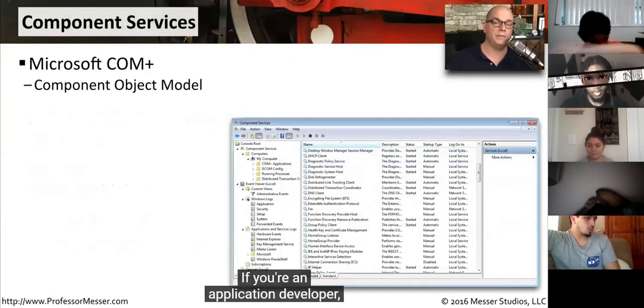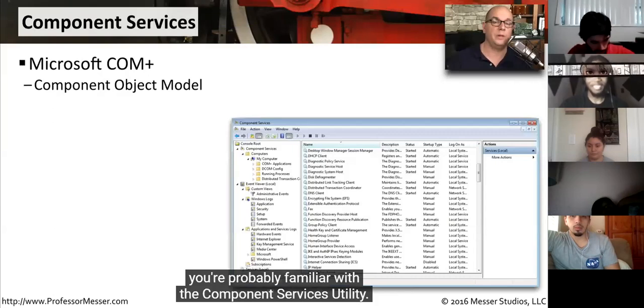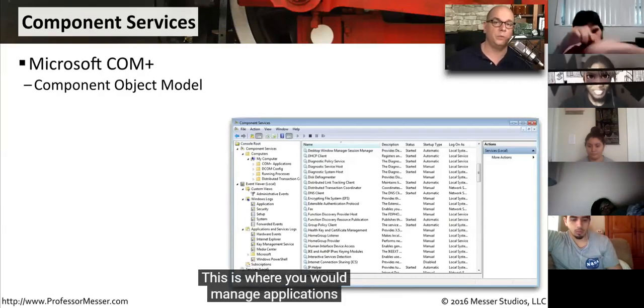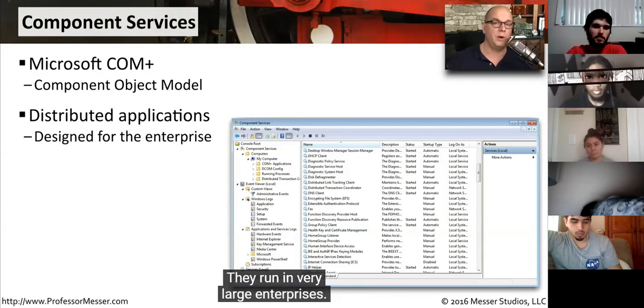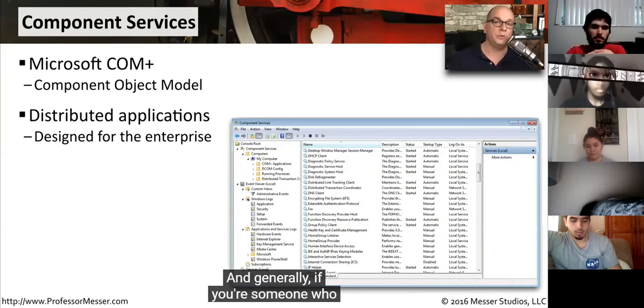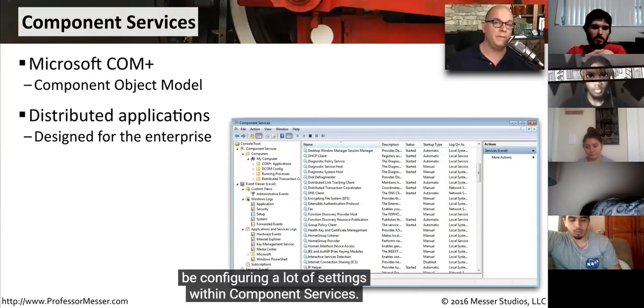If you're an application developer, you're probably familiar with the Component Services utility. This is where you would manage applications that are built with the Microsoft Component Object Model. These are applications that are distributed. They run in very large enterprises, and generally, if you're someone who is writing these applications, you'll be configuring a lot of settings within Component Services.